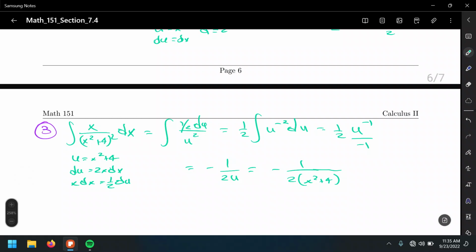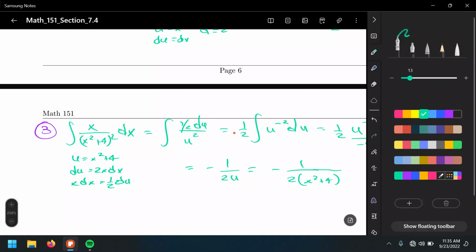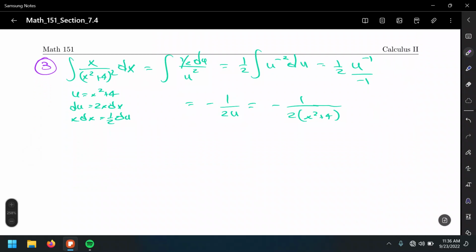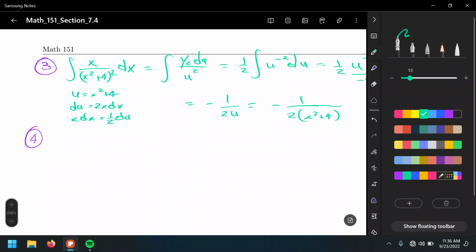How about number 4? Let's have a look. Let's write it down. This one is going to be the fun one. Number 4, that's the integral of 1 over (x squared plus 4) quantity squared, with respect to x.